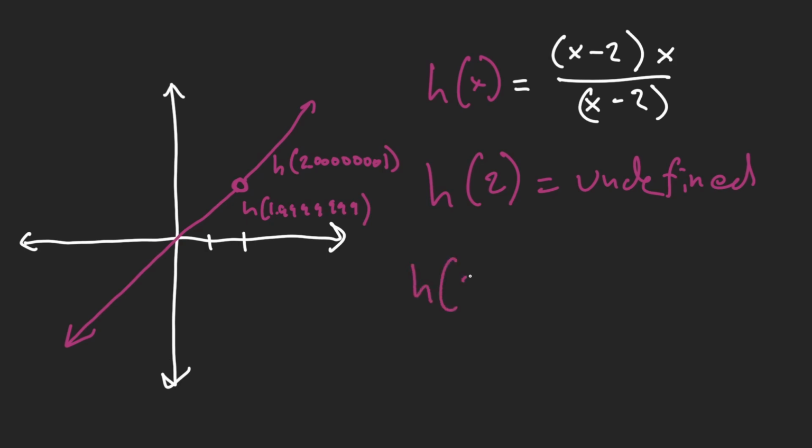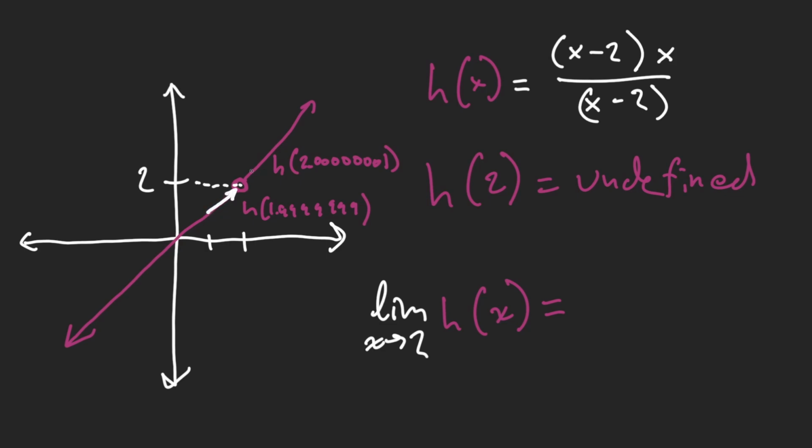While we may not be able to define h of 2, it doesn't equal anything, we can still define the limit as x approaches 2 of h of x. So what we're saying here is, you may expect h of 2 to equal 2, right? That's where the graph approaches. Think about what we mean when we say that's where the graph approaches. From the left side here, from the right side here, we're approaching this point as x is approaching 2. So therefore this limit is evaluated as 2.